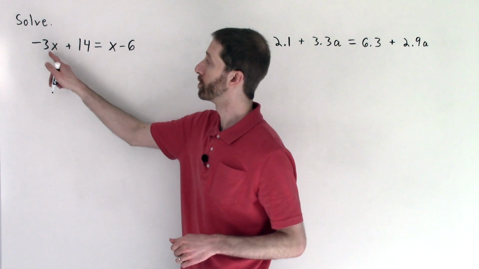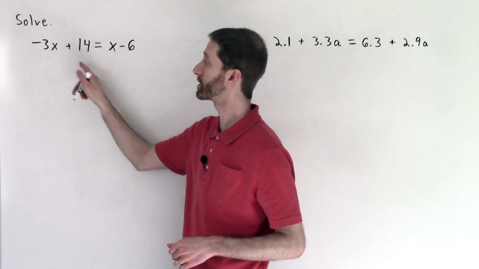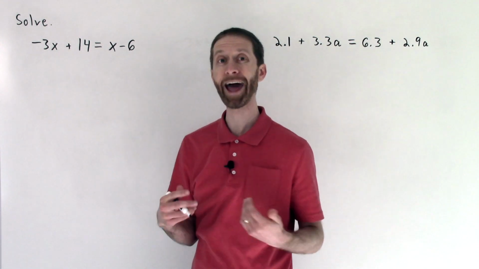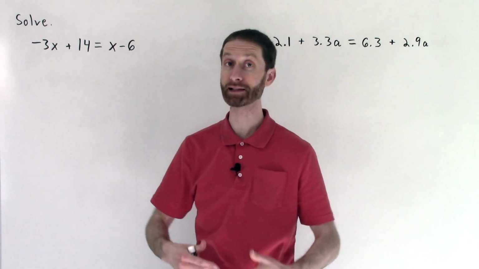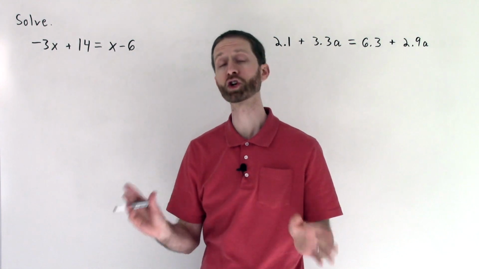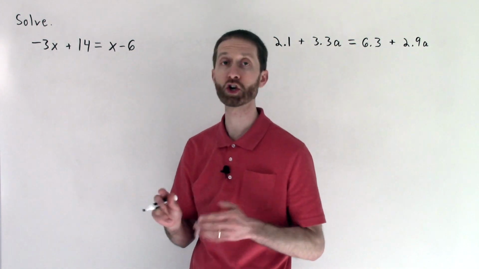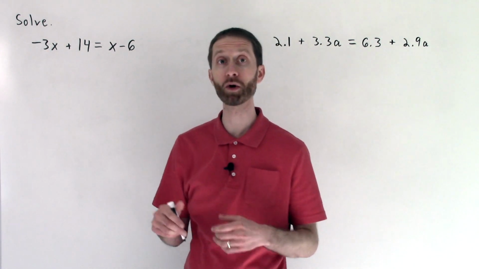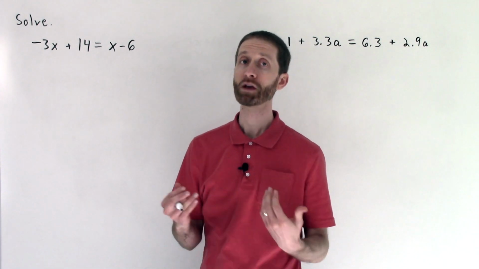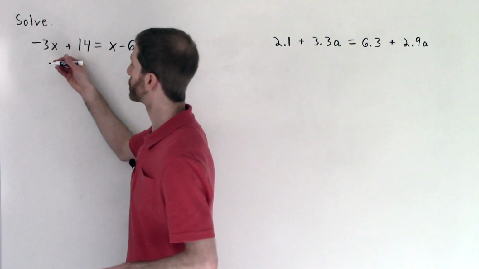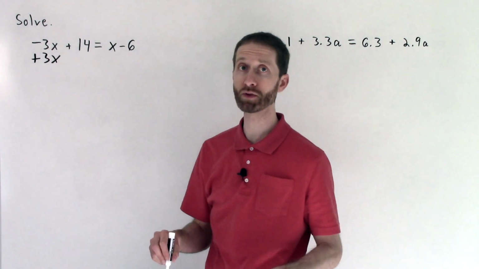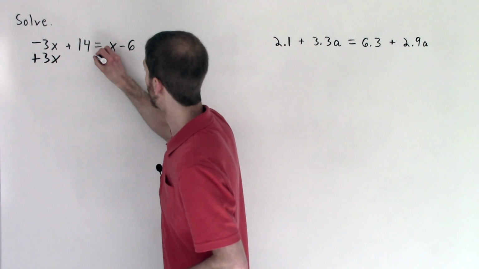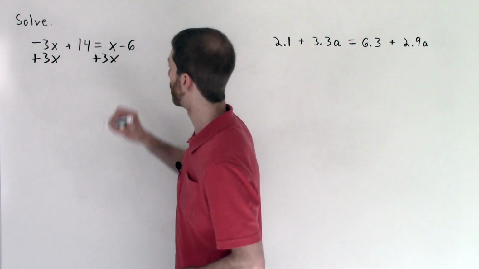I'm going to choose to move this term over to this side because to undo minus 3x, I'd have to add 3x. And adding 3x to a positive x will give me a positive 4x. I like to keep my coefficient, the number in front of the variable, as positive as possible. So I'm going to undo minus 3x by adding 3x. And of course, what I do to one side of the equation, I must do to the other. That is the old foundation of all equations.